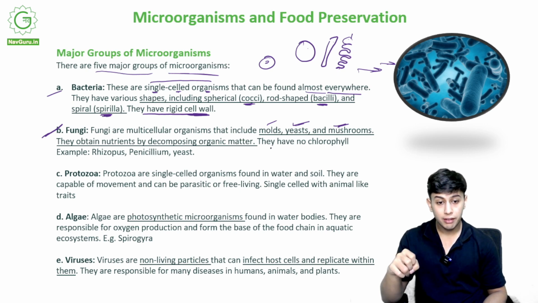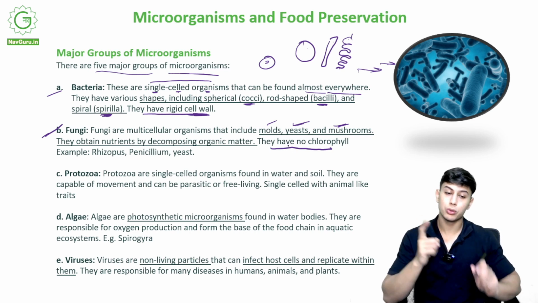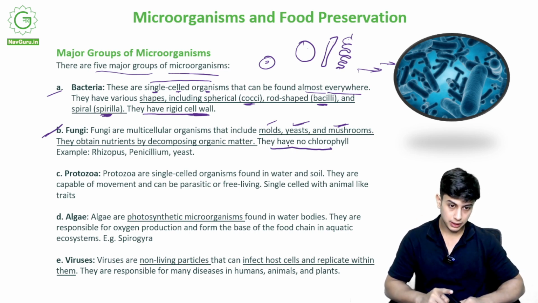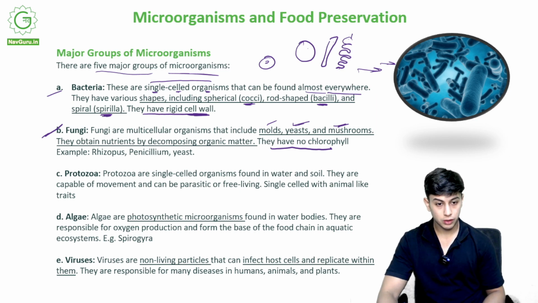They have no chlorophyll. Fungi have no chlorophyll. What does no chlorophyll mean? That means they cannot do photosynthesis. They are not green in color. They do not require carbon dioxide to produce food. Some examples of fungi are Rhizopus, Penicillium, and yeast.